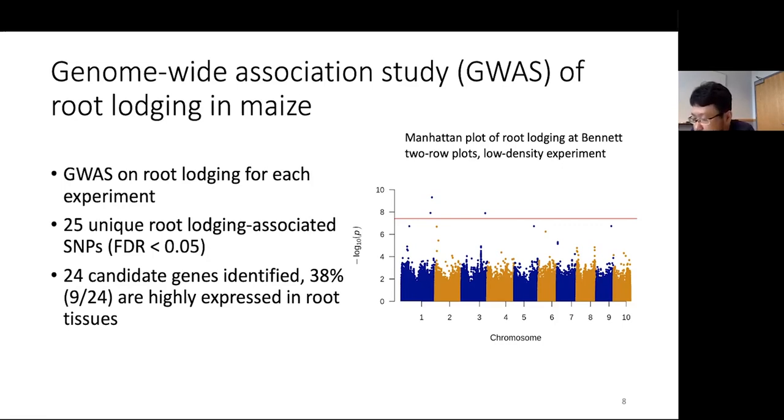So this led us to the hypothesis that maybe we're able to use the root architectural traits to predict root lodging.